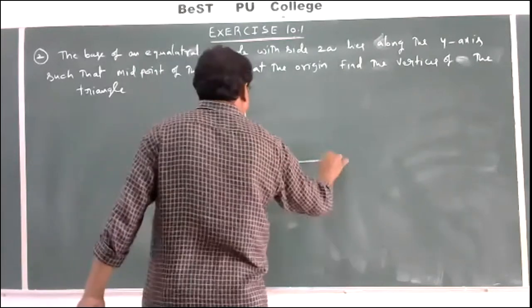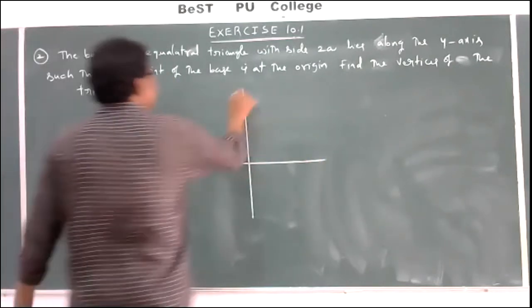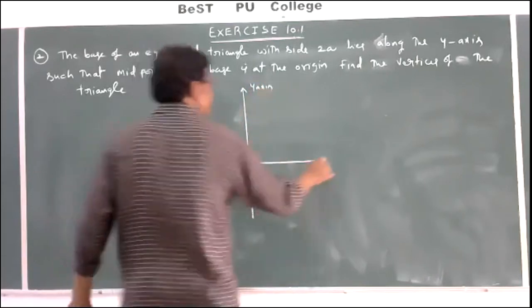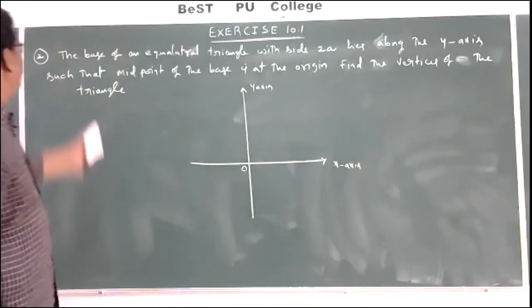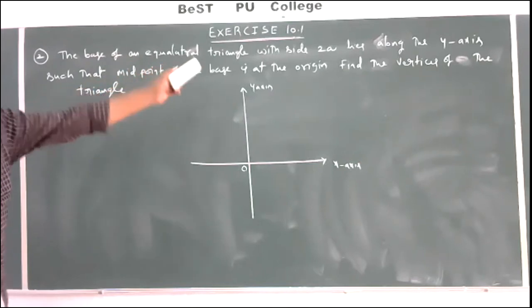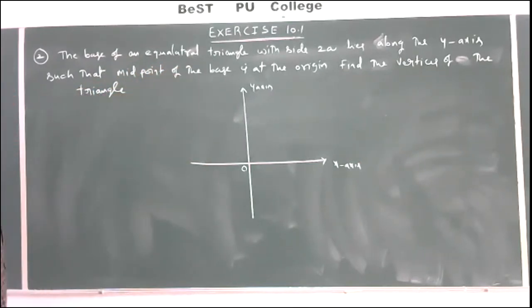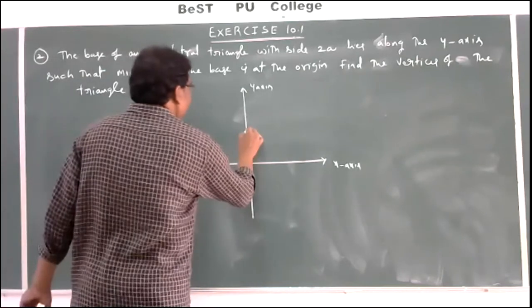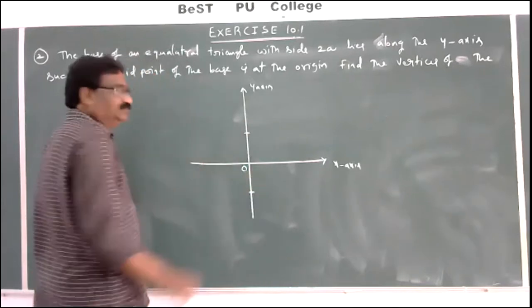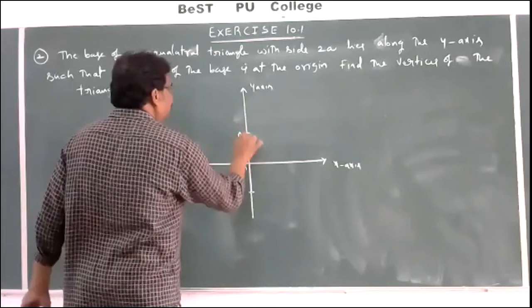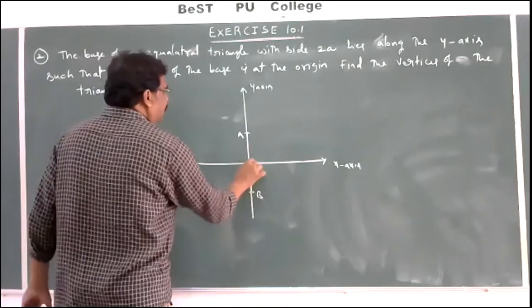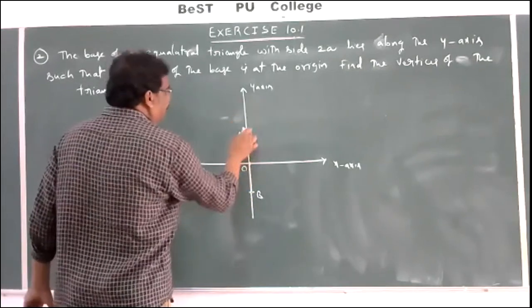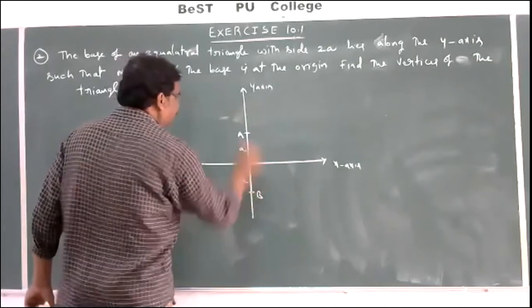First, this is the y-axis and this is the x-axis. Yes, this is the origin. So here, the base of an equilateral triangle with side 2a lies along the y-axis such that the midpoint of the base is at the origin. For example, this is the base of the equilateral triangle. Consider this is A and this is B. So the length is 2a, and the midpoint of AB is the origin.